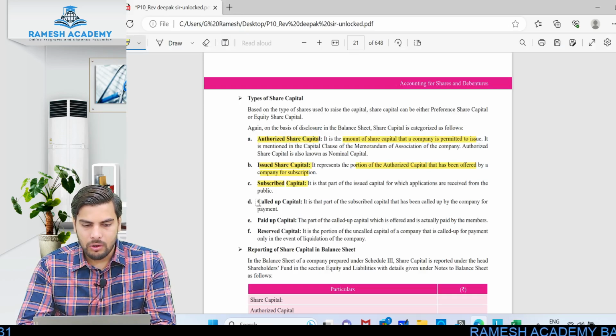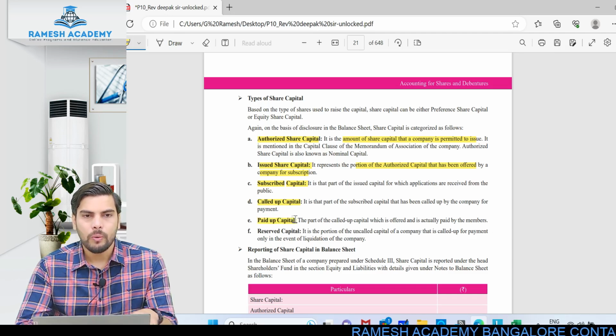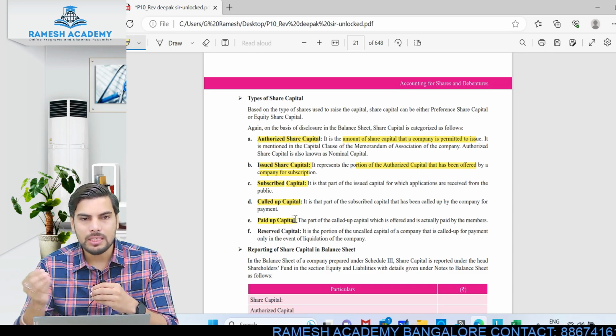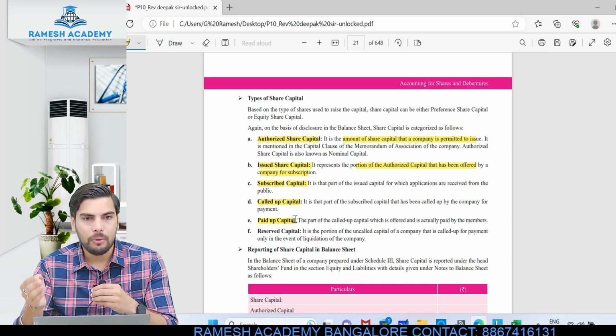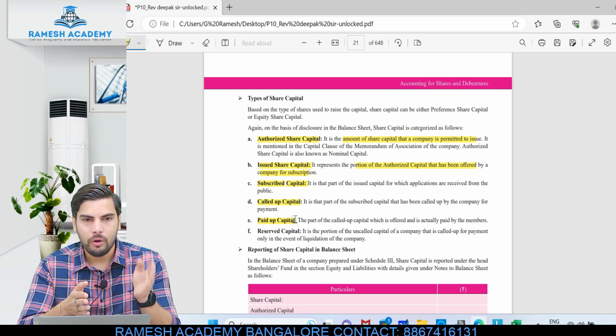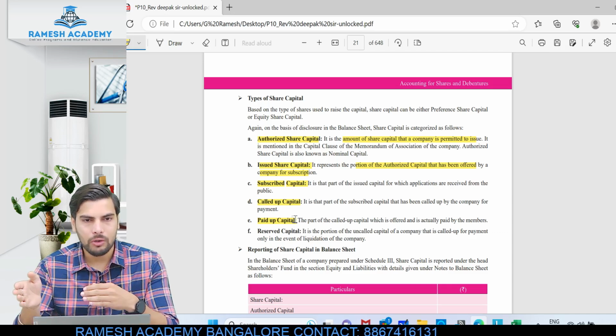So then we have got called up capital. What is this called up capital and paid up capital? These two are interlinked. The company will be making a reminder to the shareholders that this is the amount which is due. Normally what the company will be doing is collecting the amount in installments. Normally those installments will be treated as what? You got application stage, allotment stage and call money stage.